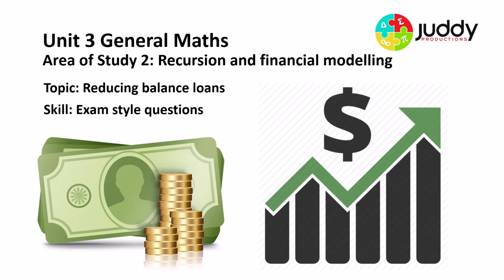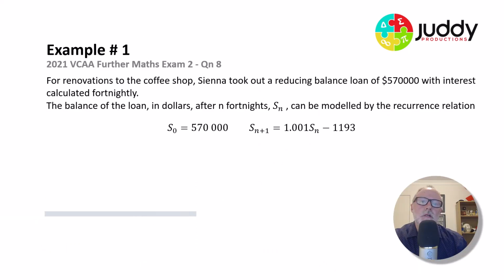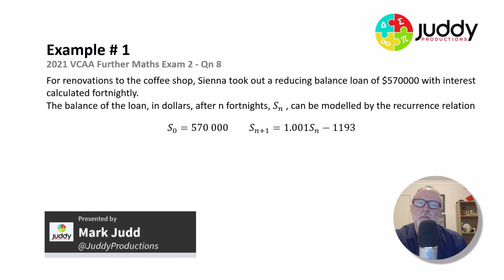In today's video we're looking at the Unit 3 General Maths course, Area of Study 2, which is Recursion and Financial Modelling. Our topic is reducing balance loans and our skill is to examine some exam style questions. So let's have a look at some reducing balance loans. We're looking at 3 exam questions from VCAA.